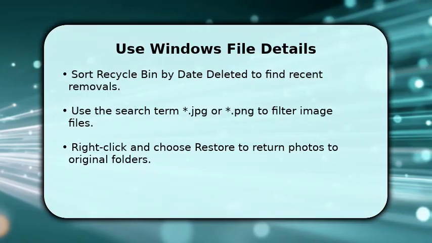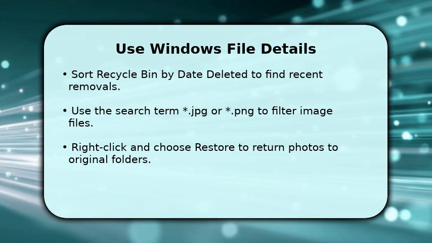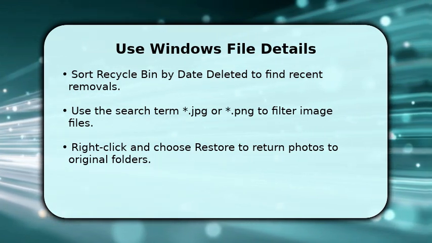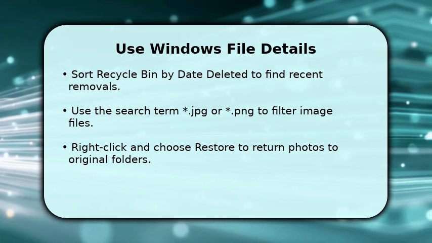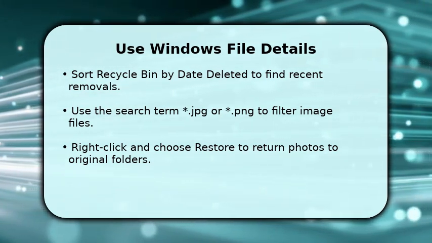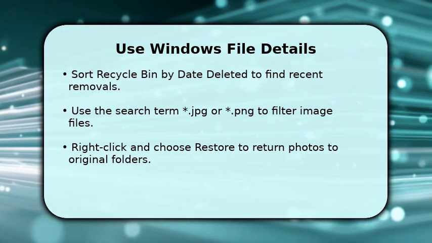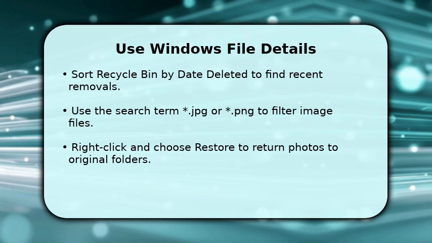Open the recycle bin and switch to Details view for more file information. Click the Date Deleted column to sort newest to oldest files. If you expect many files, use the search term *JPG or *PNG to filter images by extension. Look at the original location column to confirm where the file will return.